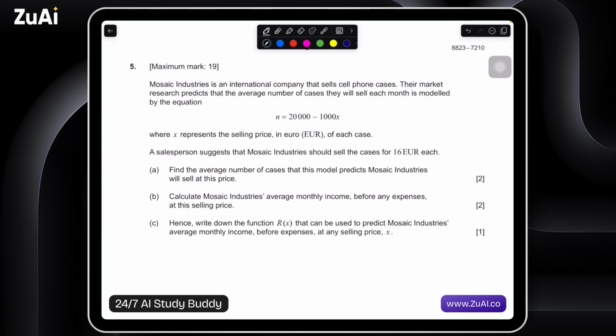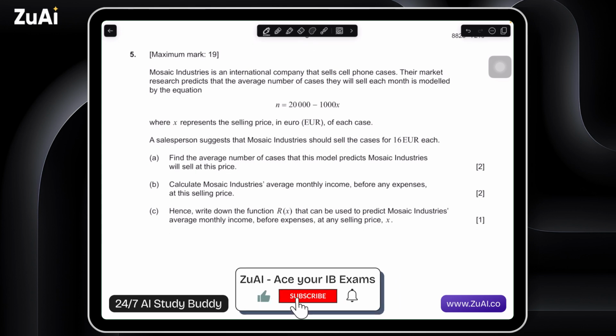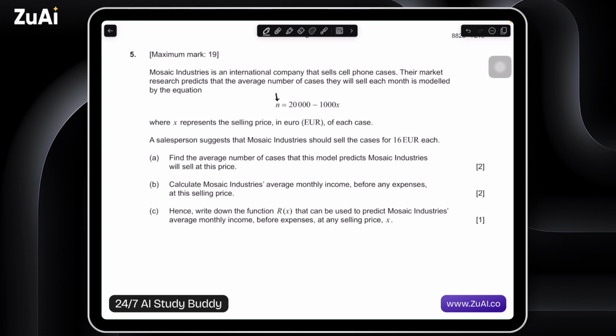Alright, Mosaic Industries is an international company that sells cell phone cases. Their market research predicts that the average number of cases they will sell each month can be modeled by the equation, where X represents the selling price in euro of each case. So we have a function: the number of cases we sell as a function of the price per case.